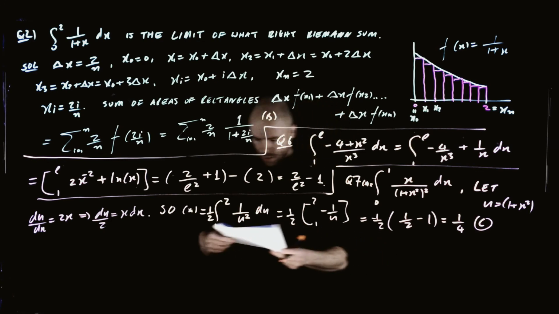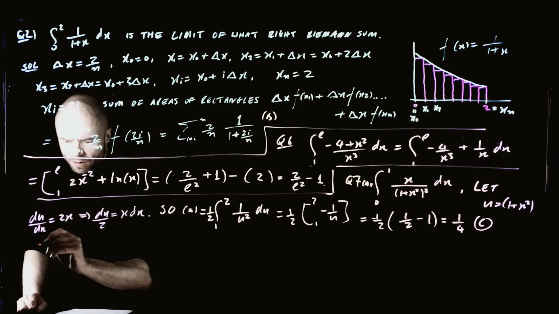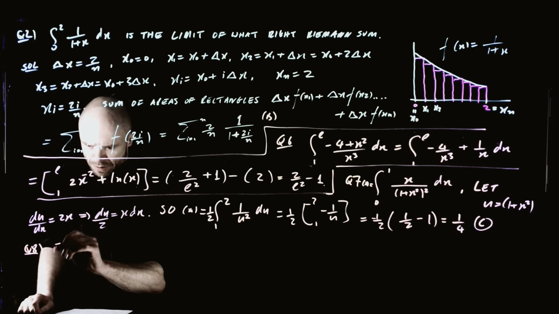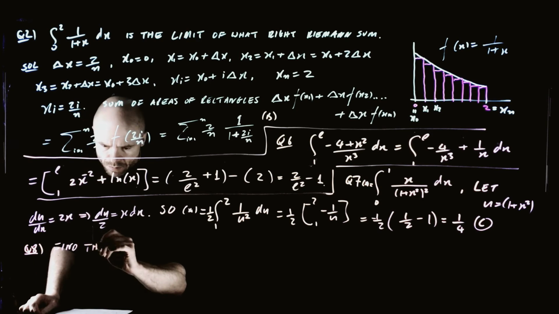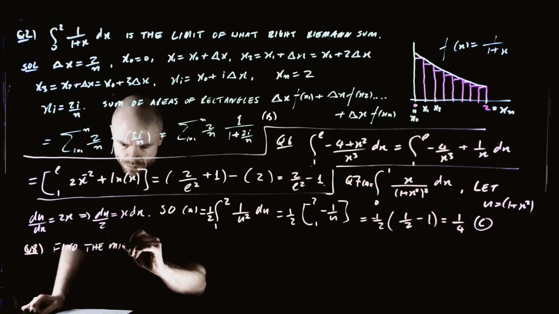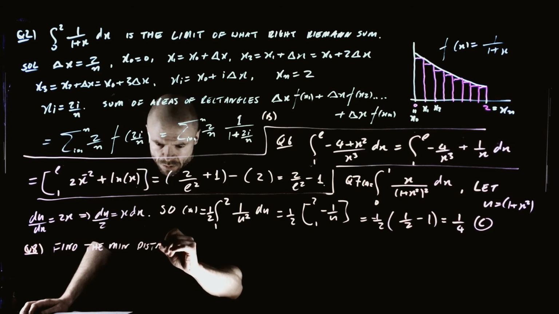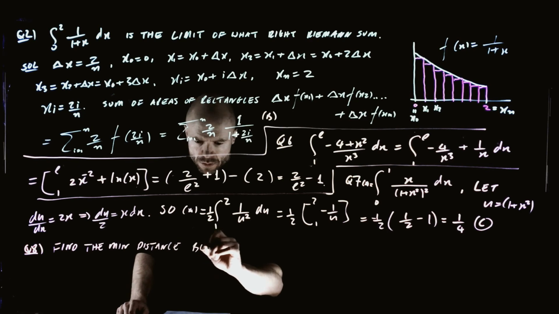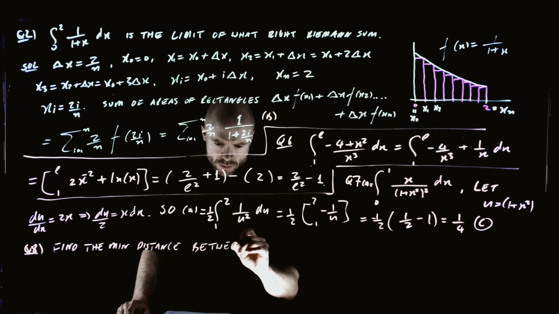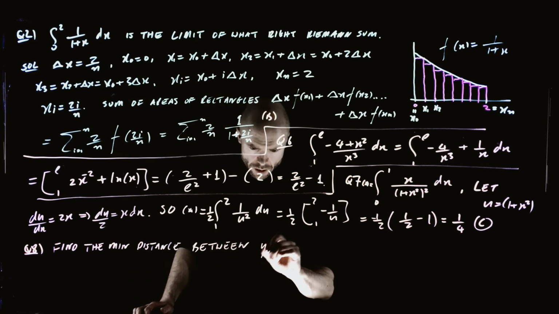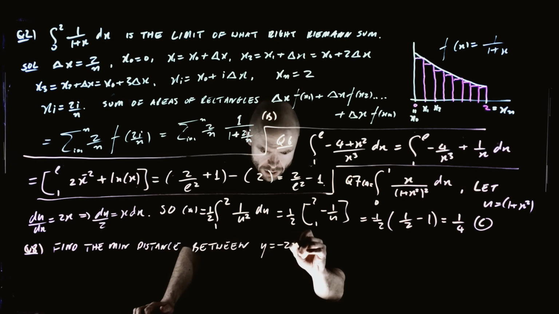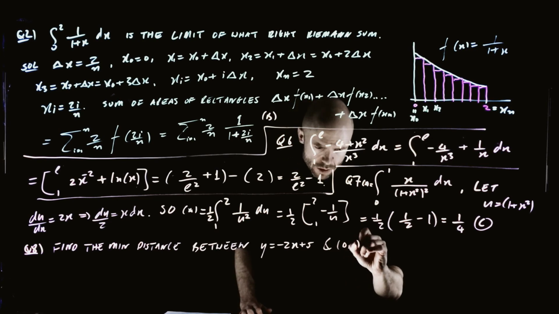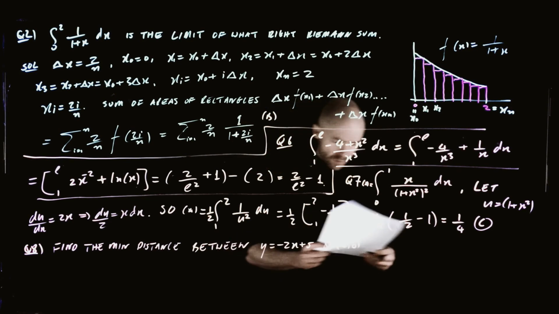One more question. Question 8. Find the minimum distance between y is equal to minus 2x plus 5 and 0, 0. And that's the entire question.